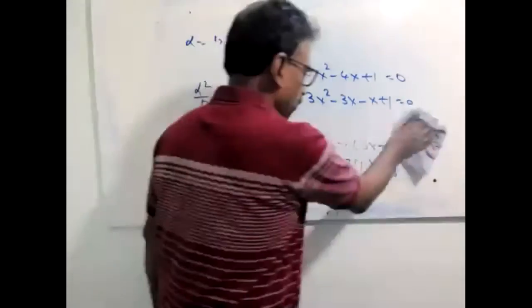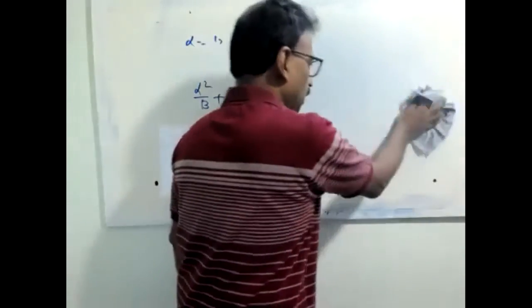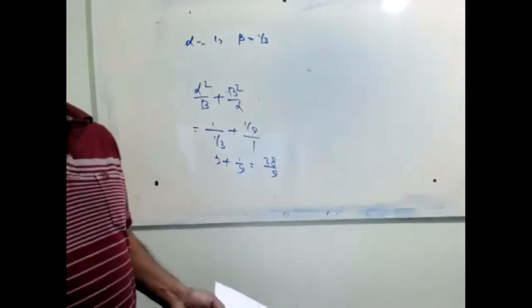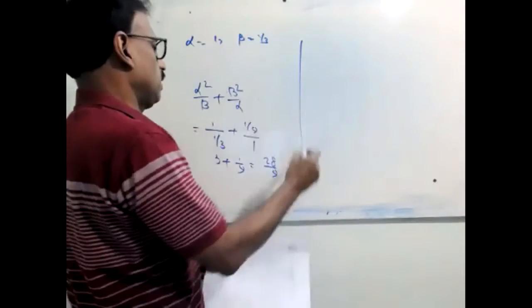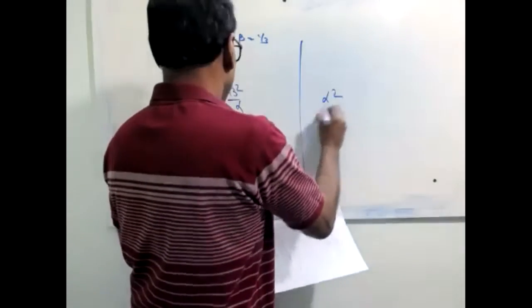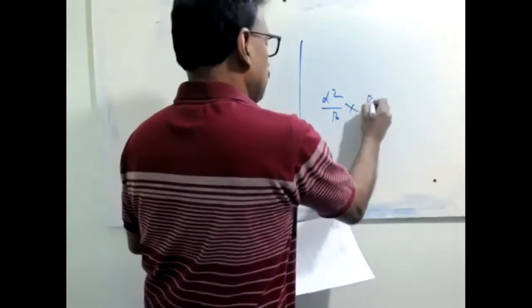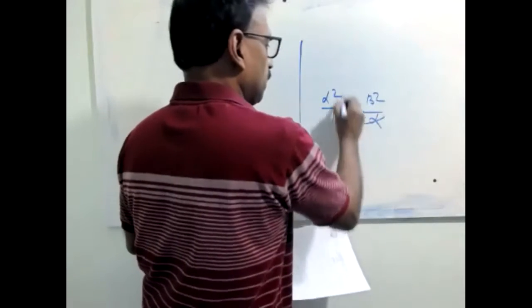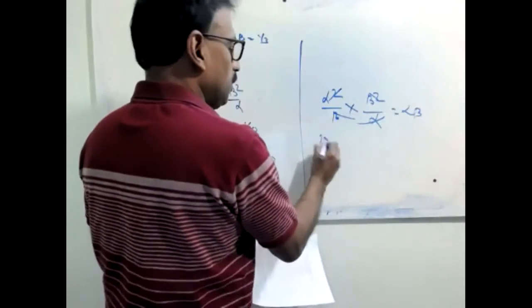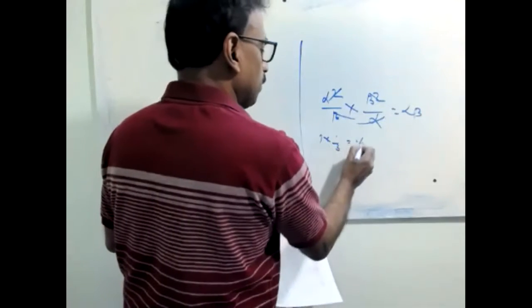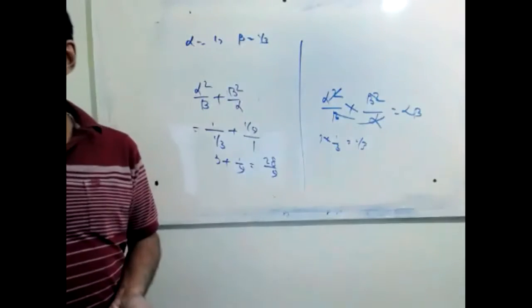Next line. Product of the zeros of the required polynomial is alpha square by beta into beta square by alpha. Alpha cancels, beta cancels, leaving alpha beta. What is that? 1 into 1 by 3, that is 1 by 3.